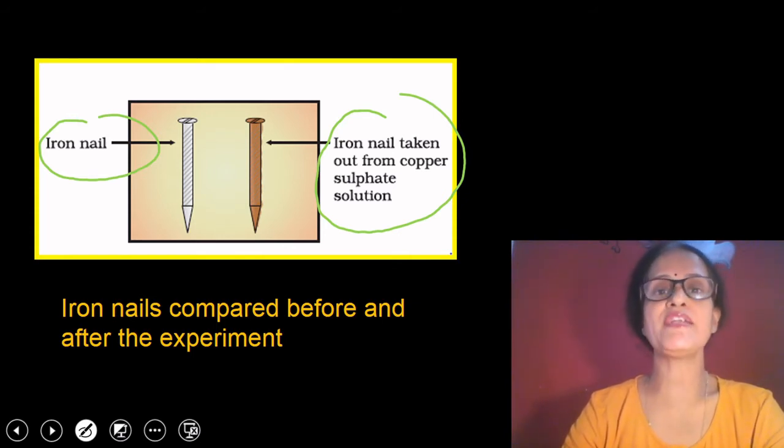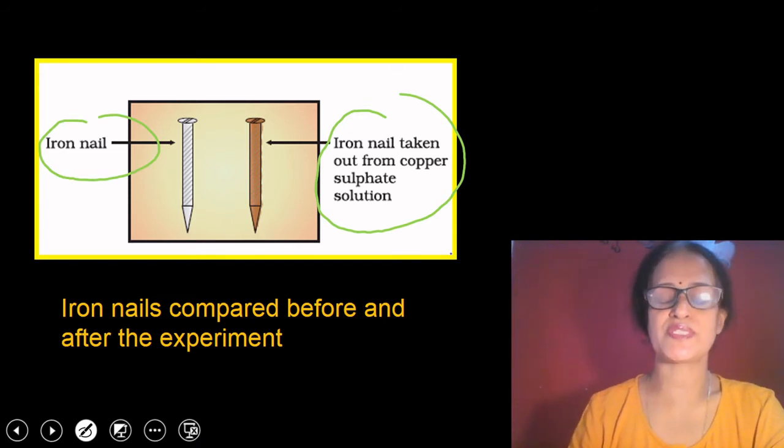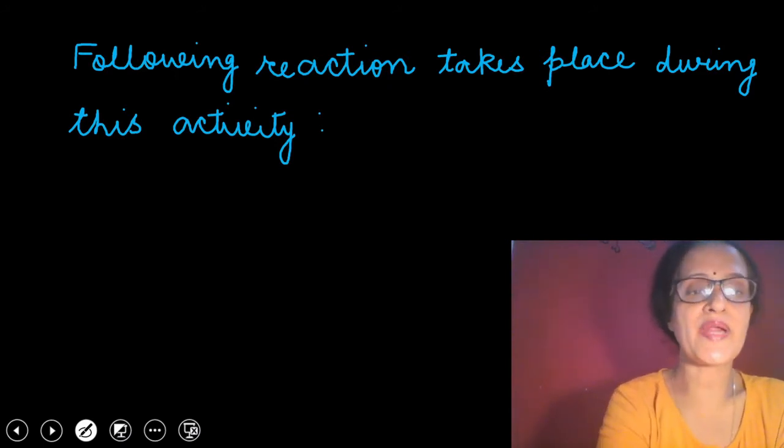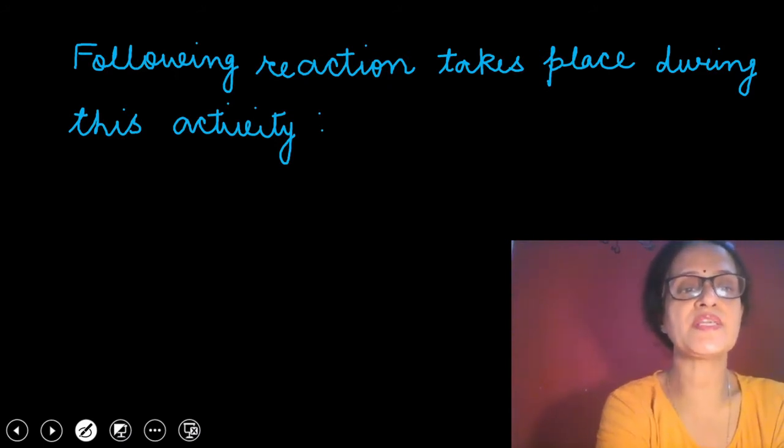We can define a displacement reaction as a reaction in which a more reactive metal displaces a less reactive metal from its salt solution. So the following reaction takes place during this activity. I am going to write the reaction. The reaction is iron nail, so I am writing here Fe(s).